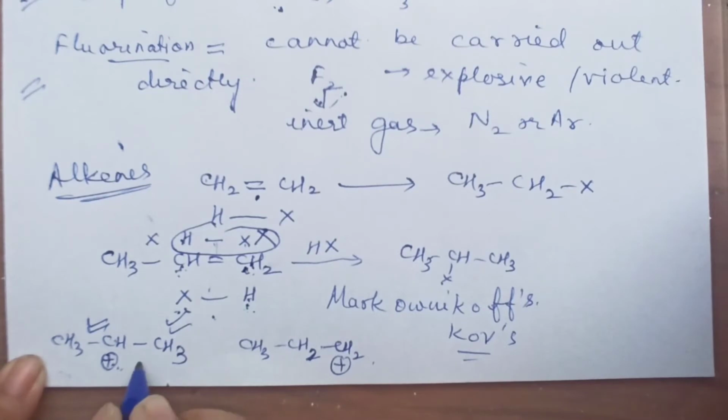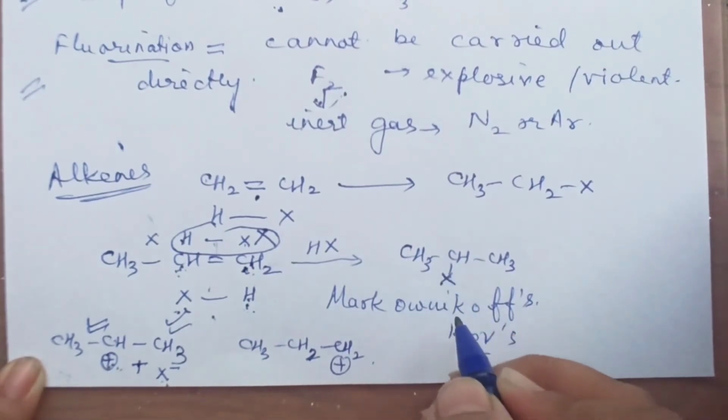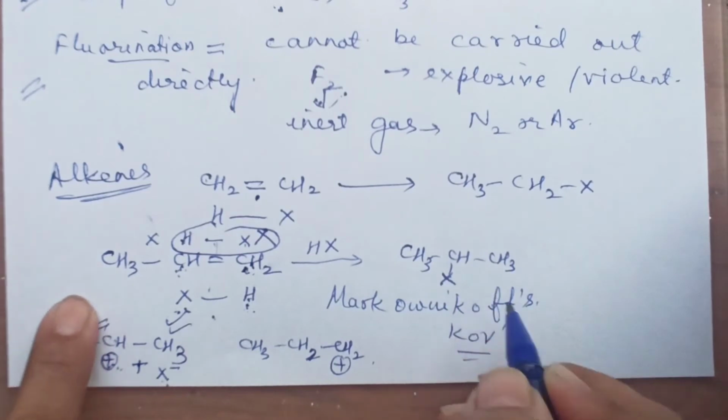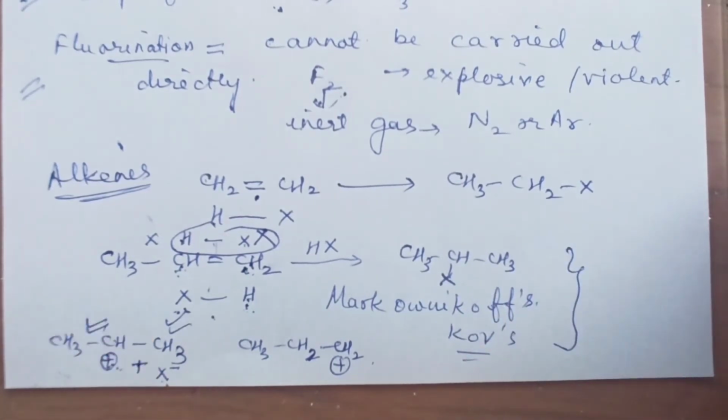Now to this secondary carbocation, X minus will attack. So where will this X minus attack? On the carbon containing positive charge. So you will get this as the major product. This is Markovnikov's rule, which is applicable for what? For unsymmetrical alkenes for the addition of HX.